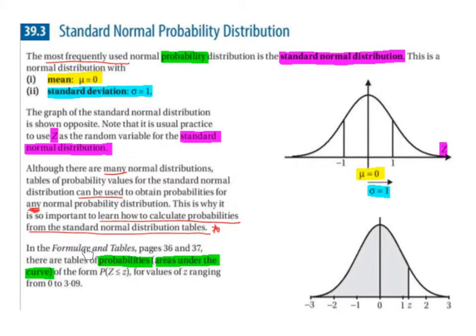In the formulae and tables, pages 36 and 37, there are tables of probabilities, which are the areas under the curve, of the form the probability that z is less than or equal to z, for values of z ranging from 0 to 3.09. And this graph or this curve can also be seen in the tables on page 36.